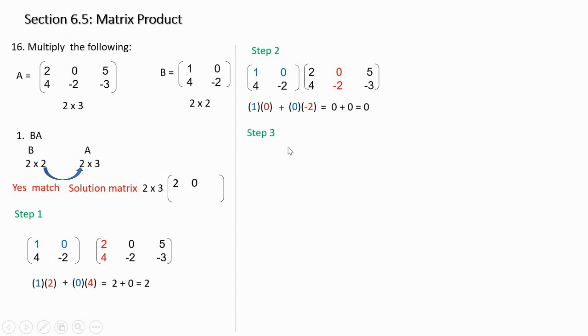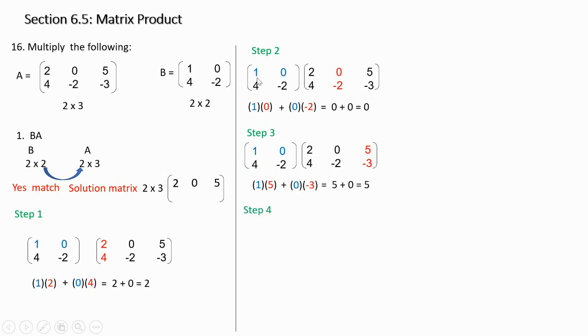Step 3, right? Now, for step 3, the 5 and the negative 3 are going to be in red, because now I'm going to multiply the first row times the last column. So 1 times 5 plus 0 times negative 3 is going to give us 5 plus 0. The answer is 5. So the 5 goes in that slot right there. So I'm done with the first row times every column.